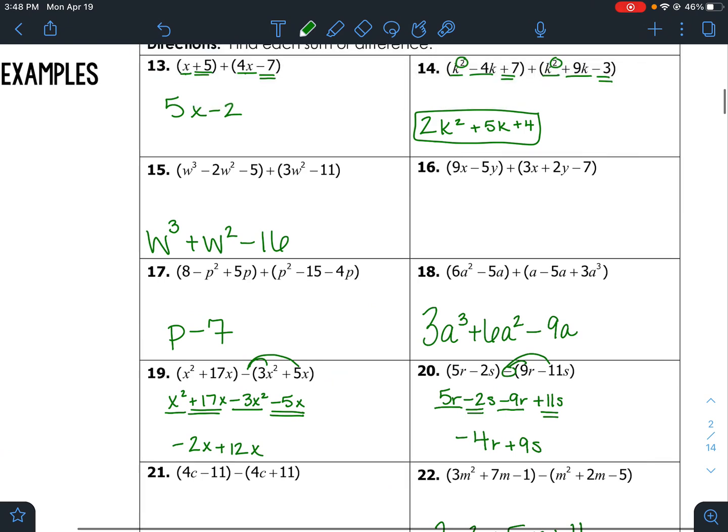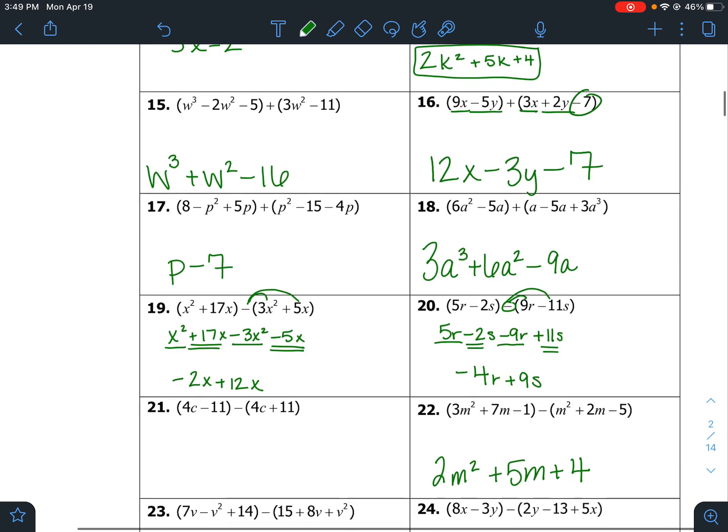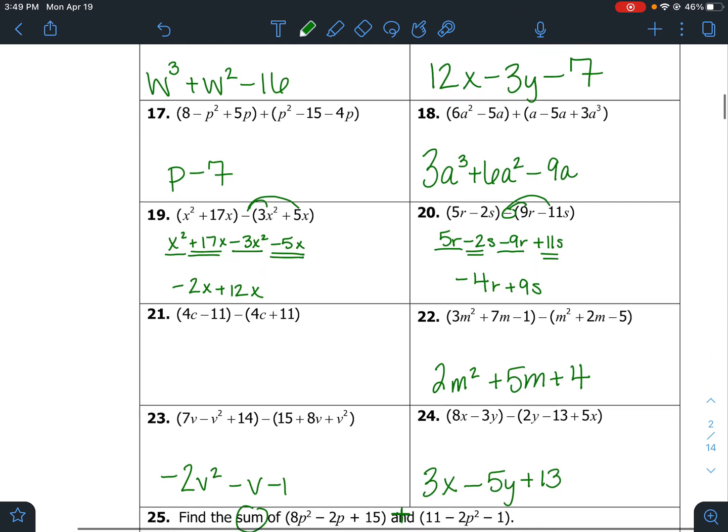I'm going to zoom out here for a minute so you can see 15, 17, 18. I'm going to fill in 16 here. Same idea. Now to keep in mind, we will need to add our x's. So 9 plus 3 is 12x. We're going to add our y's. Negative 5 plus 2 is going to be negative 3y. And this one's a loner, so I'm just going to tack it on at the end. Again, at any point in time, if you need to pause or would like to go through these, please let me know.